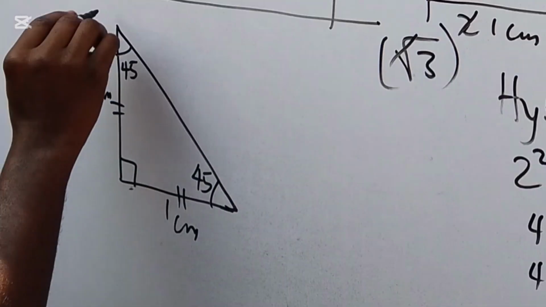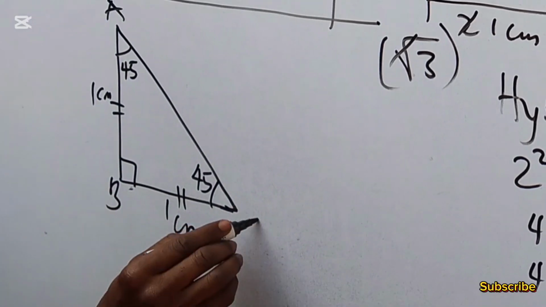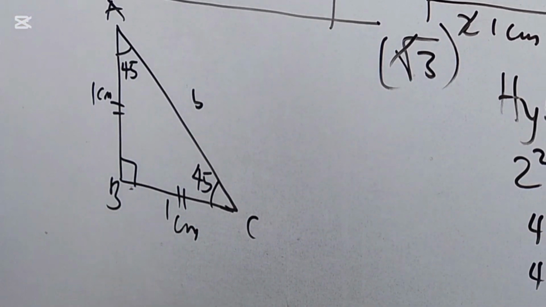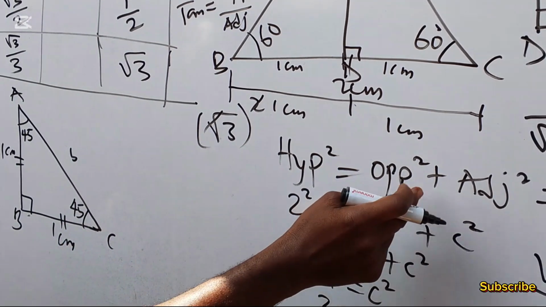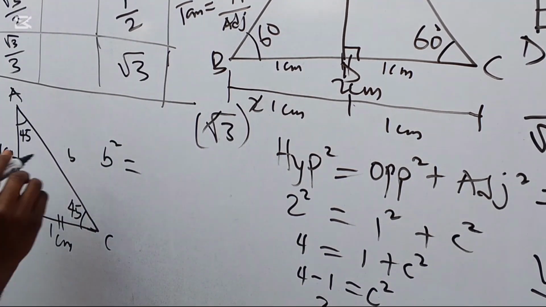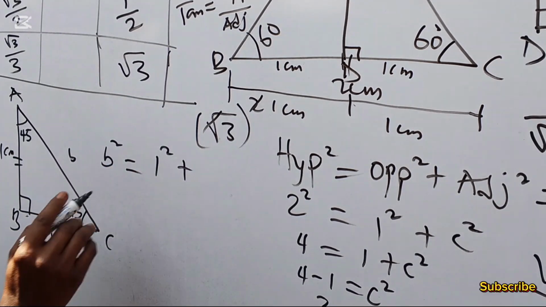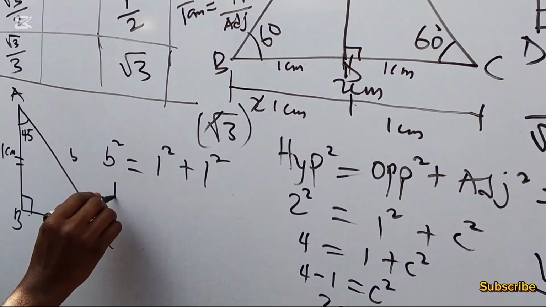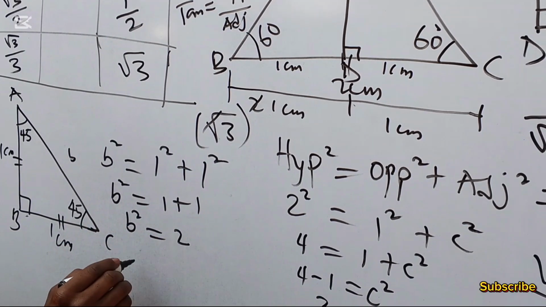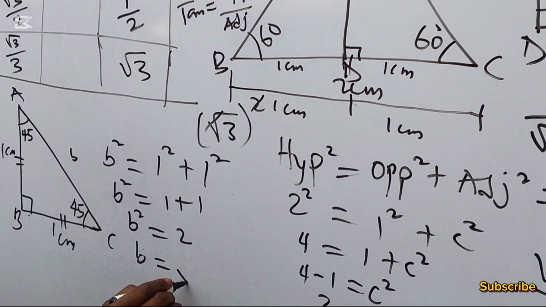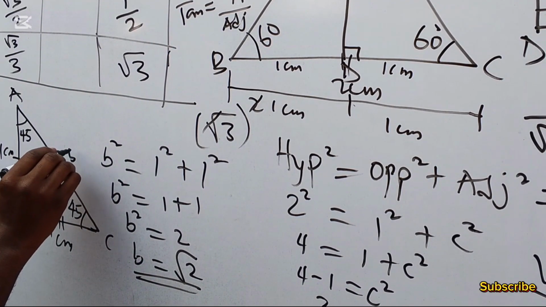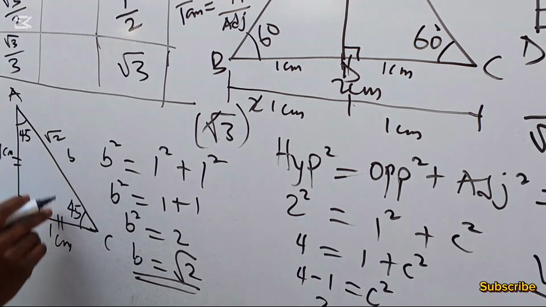All right. So these two sides are equal, which is 1 centimeter, 1 centimeter. Then we don't know this side. So if we put A, B, C, side B is what we're looking for. Using Pythagoras theorem, hypotenuse squared is equal to opposite squared plus adjacent squared. Our hypotenuse is B, so B squared is equal to opposite squared, 1 squared, plus adjacent squared, 1 squared, right? So B squared is equal to 1 plus 1. B squared is equal to 2. B is equal to square root of 2. All right, so this side will be square root of 2.